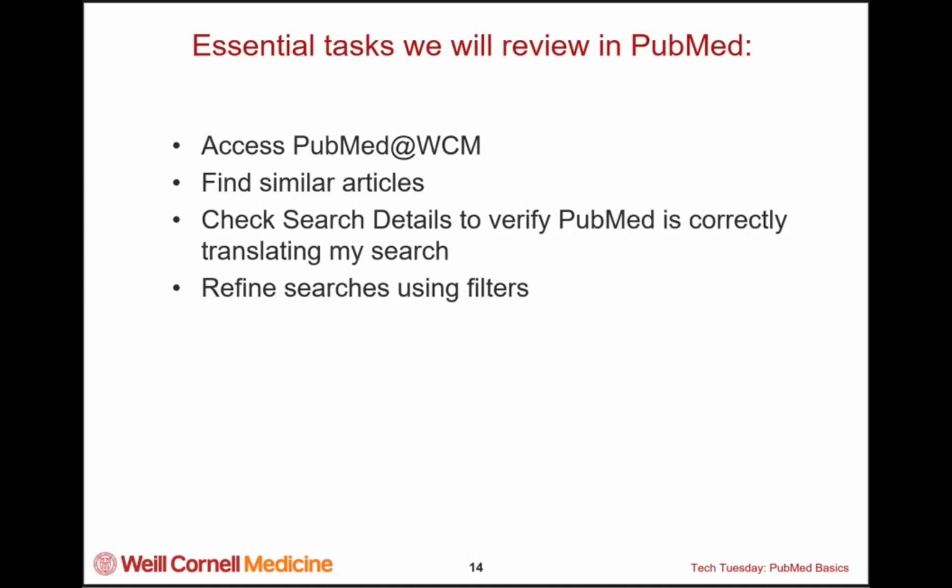Some of the things I'm going to review in PubMed are how to use the Weill Cornell library link for PubMed to get article full text. We'll look in detail at an article record and how to find similar articles. We'll look at how to check search details to verify that PubMed's correctly translating your search. We're going to spend some time going into more depth on MeSH, medical subject headings. And I'll show you how to refine your searches using search filters.